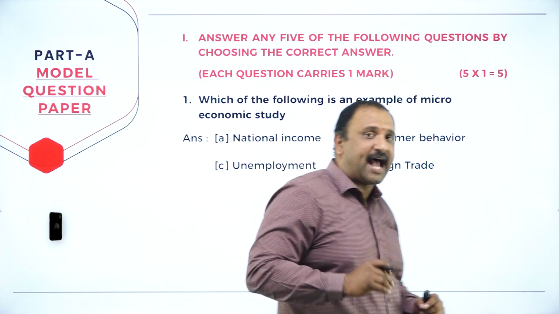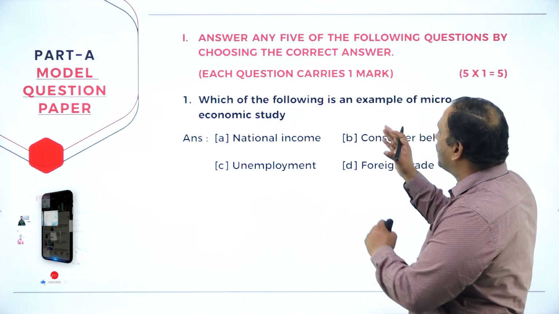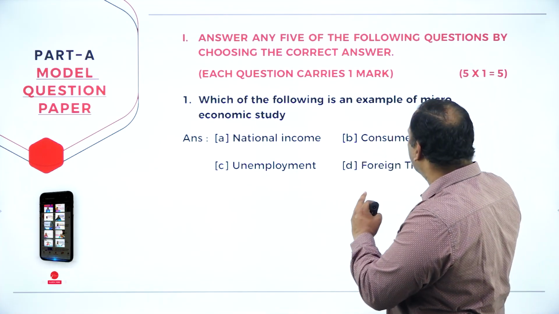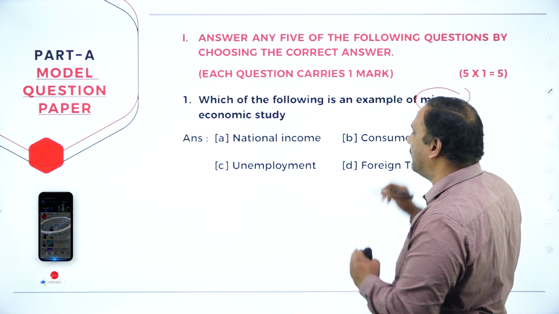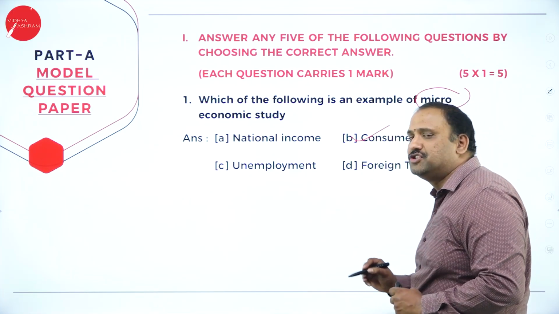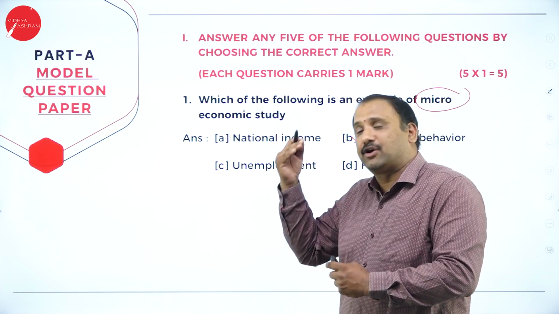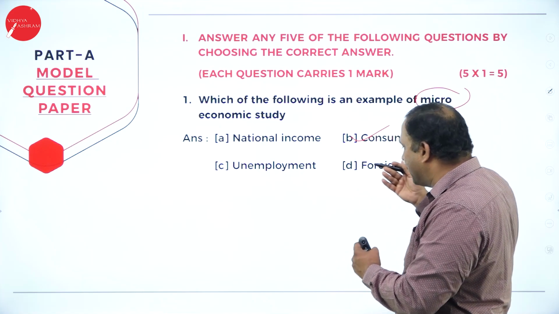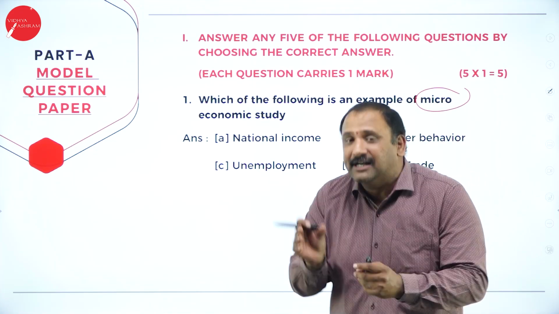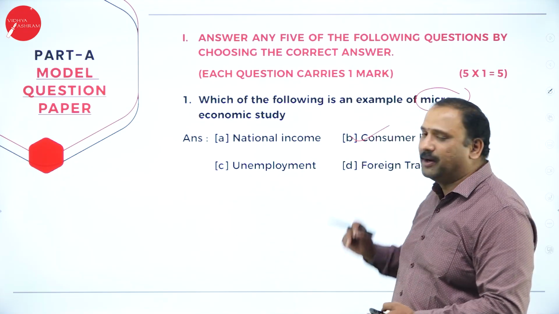So let us just go through some of the questions that are likely to come for your final examinations. Let us start answering the questions with the 1 markers. Now, the first question: which one of the following is an example of microeconomic? The moment you get that word microeconomic, obviously the answer would be consumer behavior, because the other things are talking about macro level: national income, unemployment, foreign trade. All these things are at a macro level, but a consumer is an individual. So that's a micro level. So the answer would be consumer behavior.